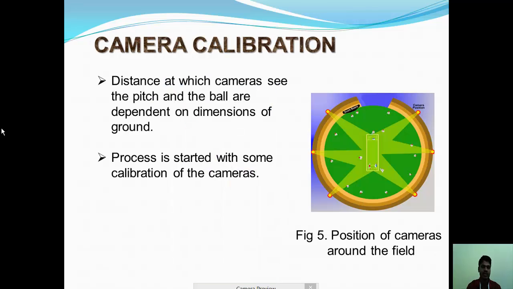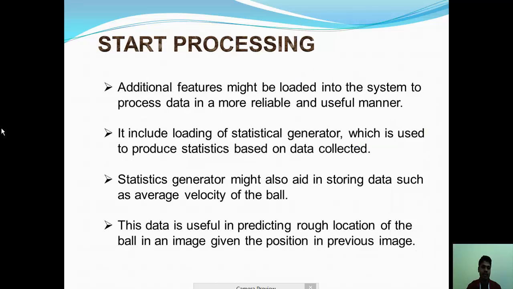Camera calibration. The distance at which the camera sees the pitch and the ball is dependent on the dimensions of the ground. Here it measures the distance of the pitch. The output of the camera calibration is provided as the input for the start processing step. Here the process is started with some calibration of the cameras.